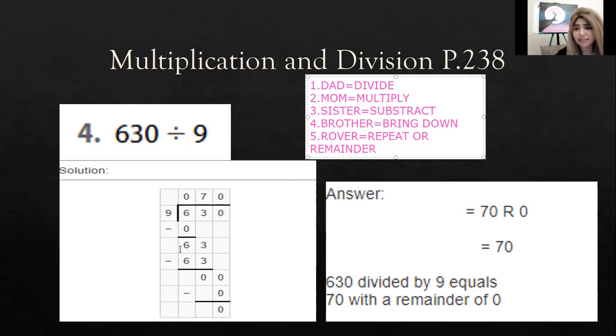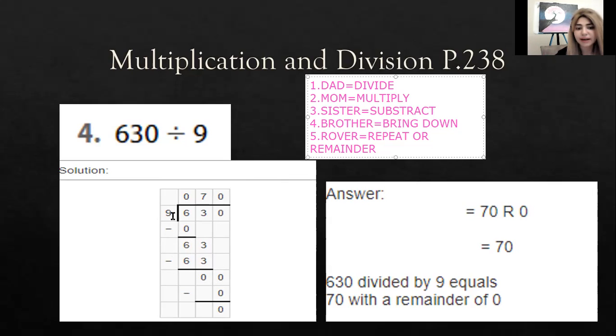Then I ask the 63, hello 63, how are you? How many 9 do you have? Then I think 9 multiply what gives me 63? It's 9 multiply 7, 63. So I do the subtract: 63 minus 63 is 0. Then I bring down the units number. Don't forget the 0. So it is 0.